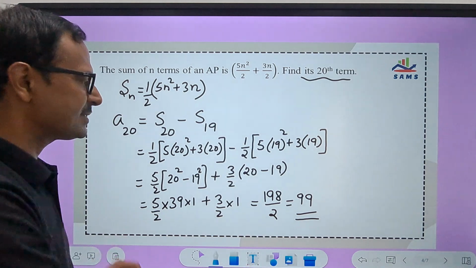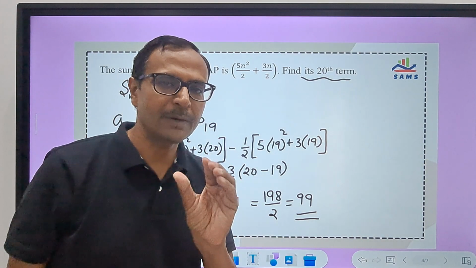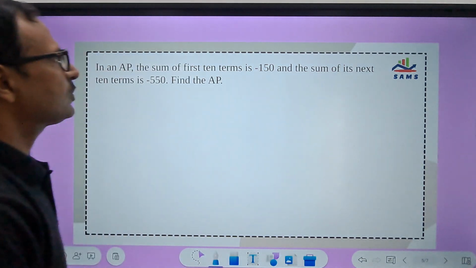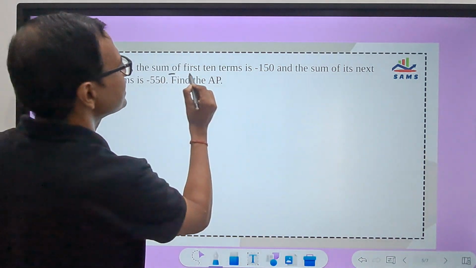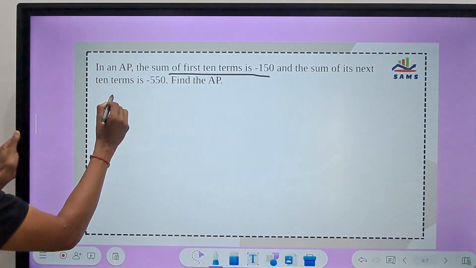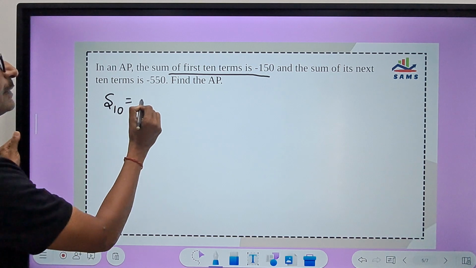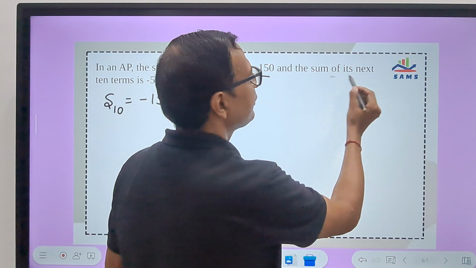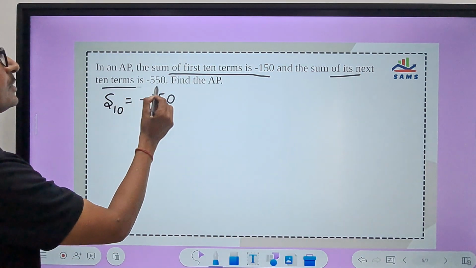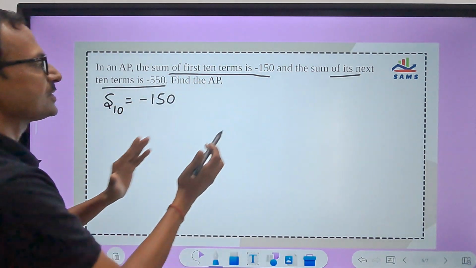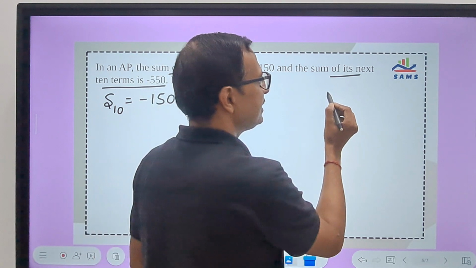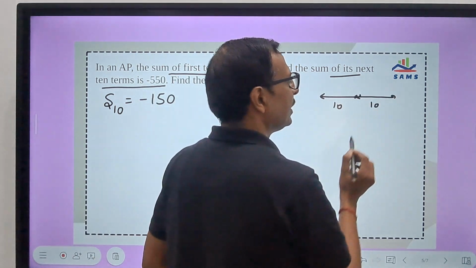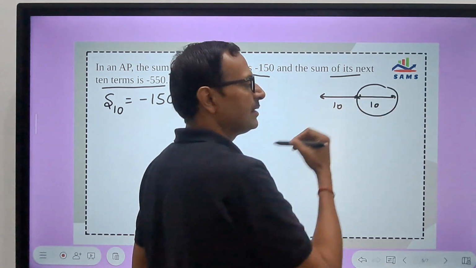Very important for board exams, how to find a particular term when Sn is given to us. Next up, we have a question where the sum of first 10 terms is minus 150. So S10 is given to us as minus 150. And look at the second statement. Sum of its next 10 terms. Next 10 terms. So see, these are 10 terms and these are next 10 terms. How do you find the sum of these 10?